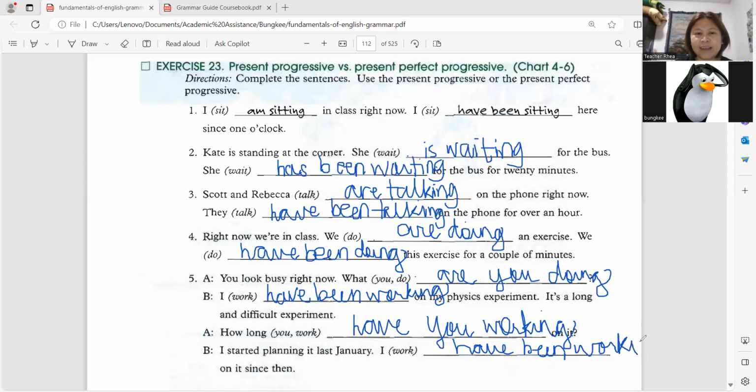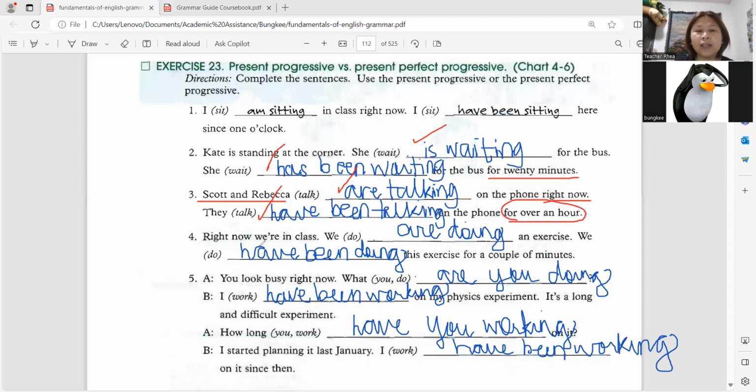Okay, so let's check. Yes, number 2 is correct. She is waiting for the bus. She has been waiting for the bus for 20 minutes. Scott and Rebecca are talking. The subject is plural, there are 2 people, so it's "are talking on the phone right now." The activity is continuous, then they have been talking on the phone for over an hour. So we have this phrase, for over an hour.